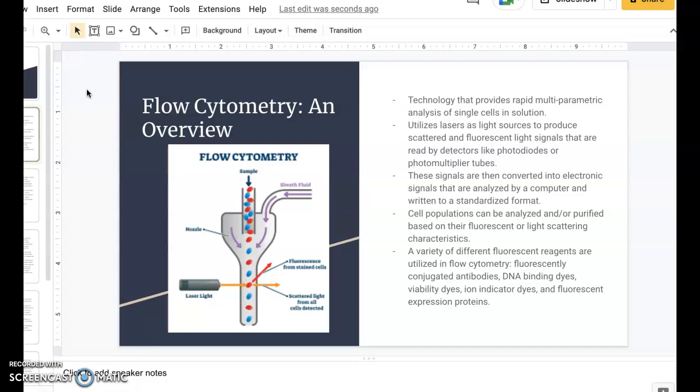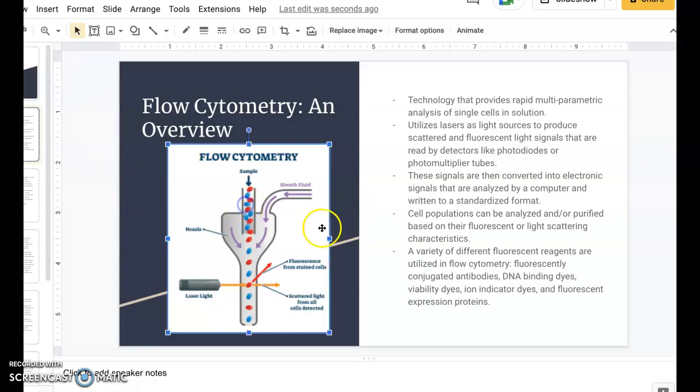Cell populations can be analyzed and/or purified based on their fluorescent or light scattering characteristics, and a variety of different fluorescent reagents are utilized in flow cytometry, such as fluorescently conjugated antibodies, DNA binding dyes, viability dyes, ion indicator dyes, and fluorescent expression proteins.